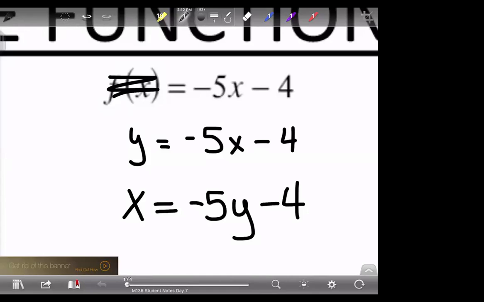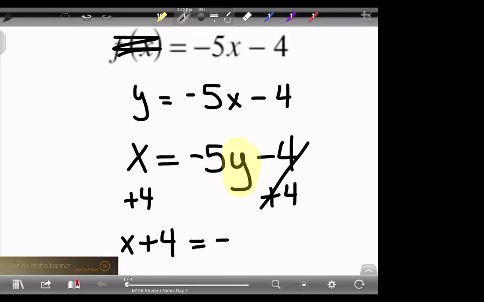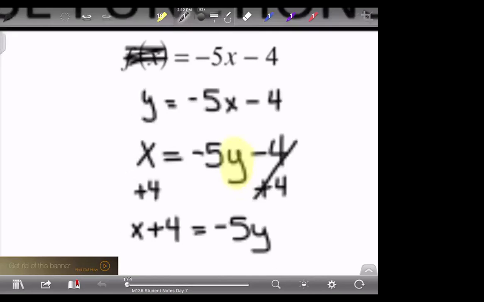Step number 3, our objective is to solve for y. So in order to get y by itself, we might have to work through a few steps. In this case, we've got 2 steps to get y by itself. First step would be to add 4 to both sides. So x plus 4 equals -5y.